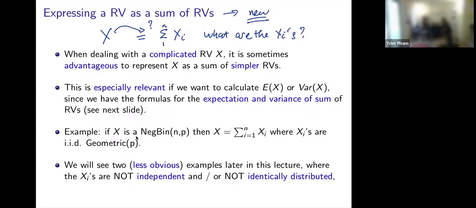So that's the theme of this lecture, or this problem set: given a random variable, how can you express it as a sum of simpler random variables? What are those random variables? How can we find them?